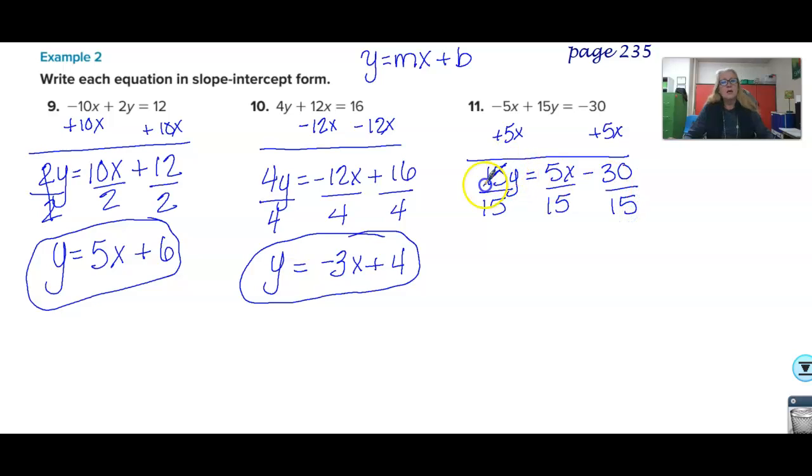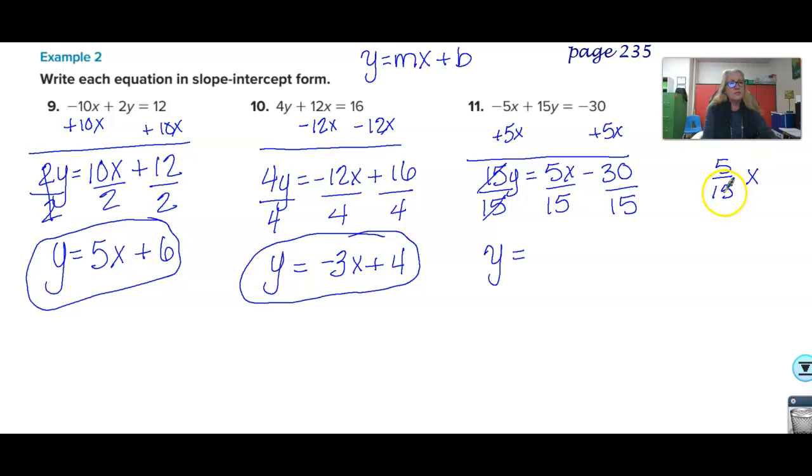Okay, these cancel, leaving us with just y. But what is the slope going to look like here? You don't want the x to be globbed in with the number. You want it to be to the right of the number. So this is really 5/15 times x. All right, so it's really 5/15 x.